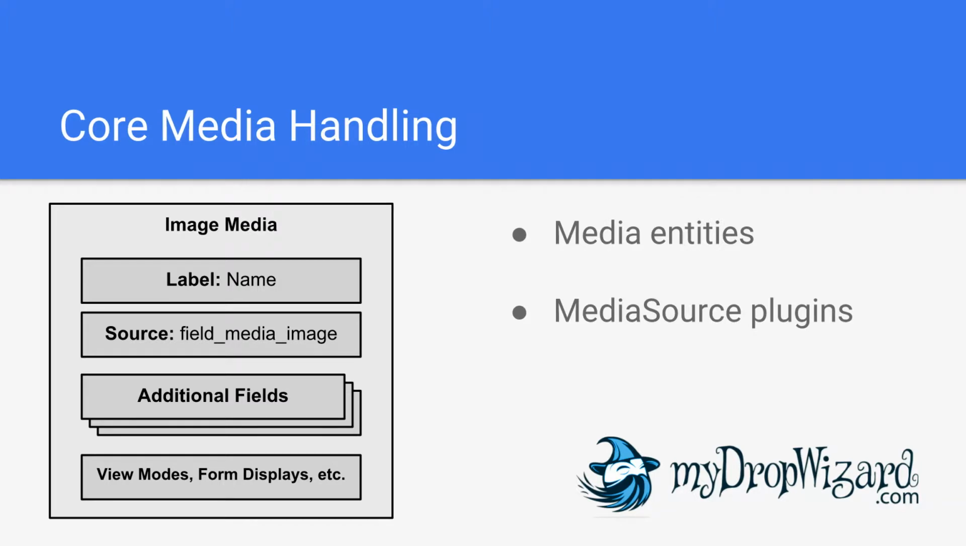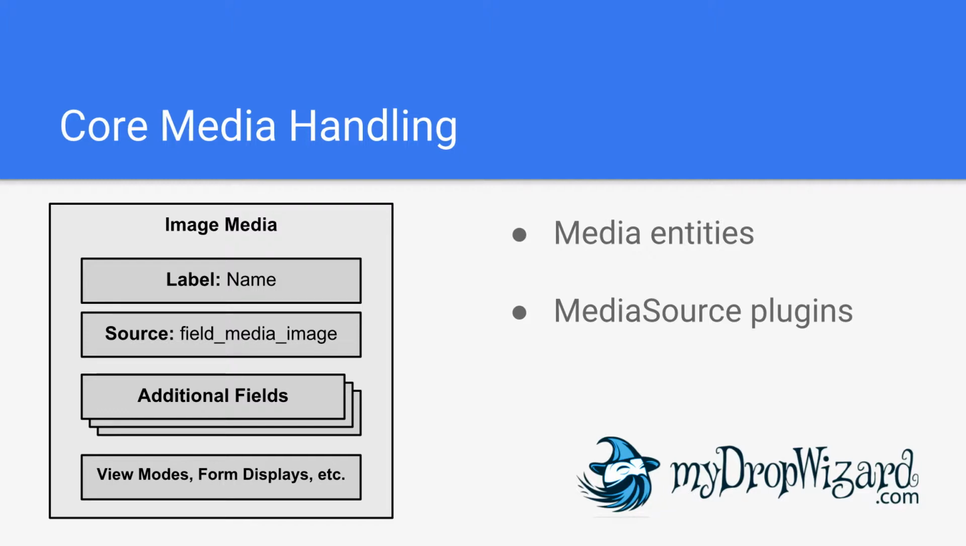So the core media handling basically just gives us media entities. These are just standard Drupal entities, just like any other entity. We can put fields on them, just like any other fields on any other entities. So the media comes with a name, and then it comes with some type of source field. We've got the ability to put additional fields on it, and also the entity functionality. We get view modes for rendering it, as well as form modes, form displays for editing it and creating it.